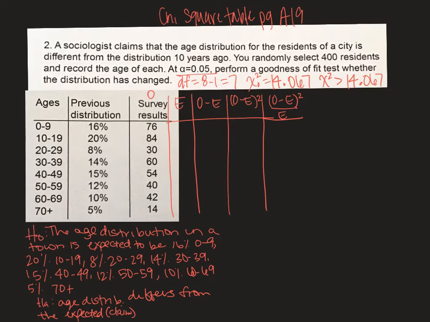Remember, to find your expected, you're taking the n value, your sample size, which is 400, and multiplying it by the distribution, or by the percentages as a decimal. So 400 is our population, so 400 times 16%, or 0.16, is 64.